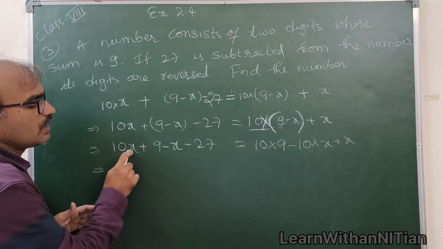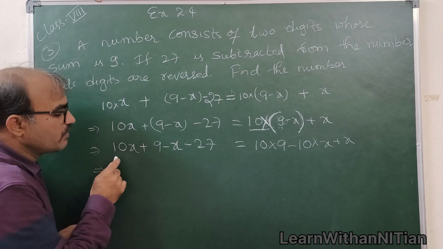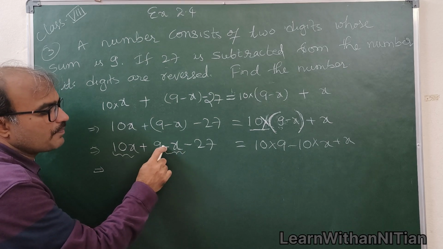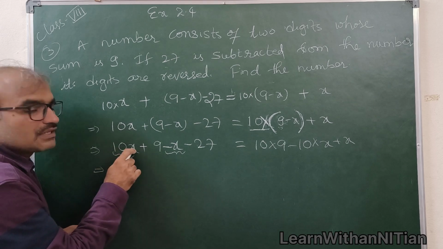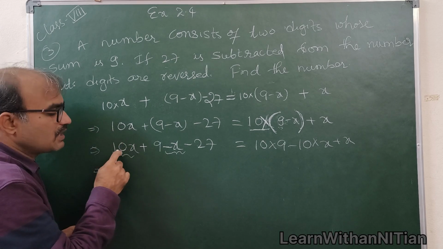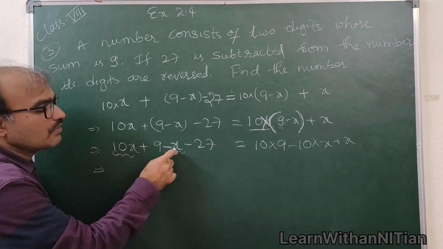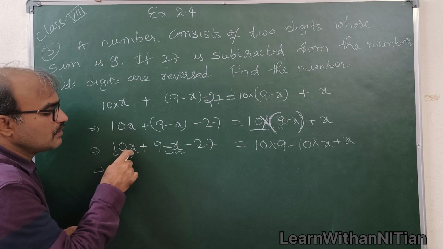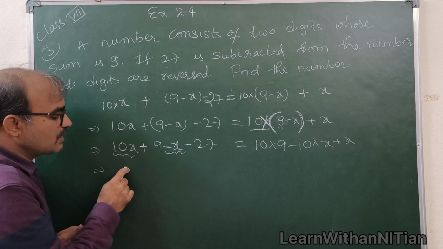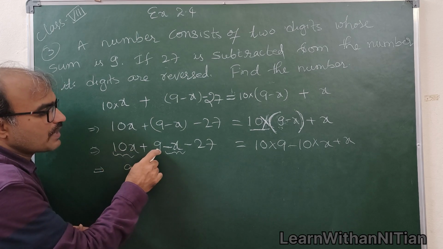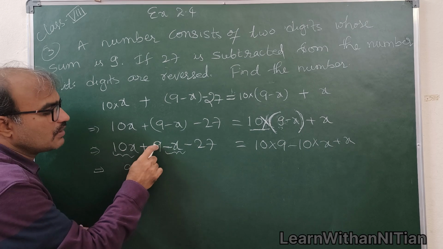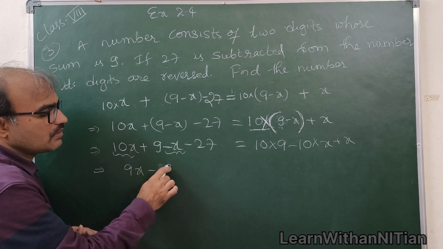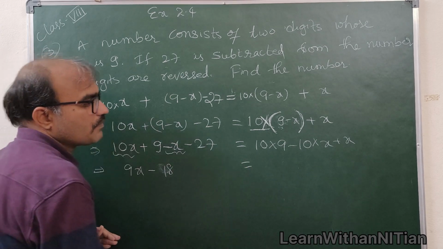Here 10x, we have to see the variable terms first of all. So it is 10x. Here there is minus x. We have to see the symbol, minus x. So 10x means x plus x plus x, 10 x's are there. Here minus x means only 1x with a negative symbol. So out of 10x, one x will get cancelled. So here 9x will remain. So 9x here. Then again 9 minus 27, how much will it be? Minus 18.